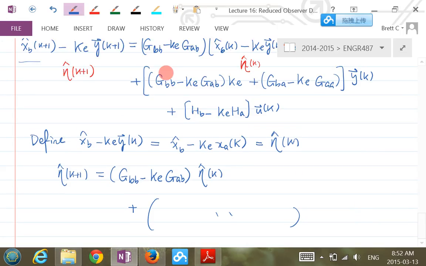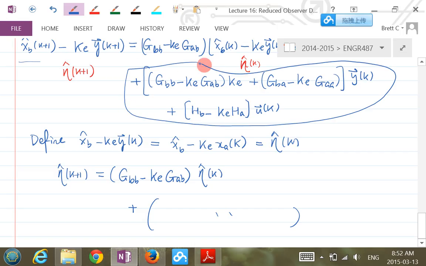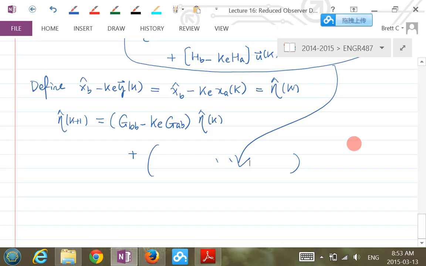So basically this portion. Is that good? Okay, so you get it. Basically now this is your new observer. Based on this one here, you look at the left and the right, right? The left is the pure k plus one moment, and the right is all about the k moment. Okay, so that's the idea.